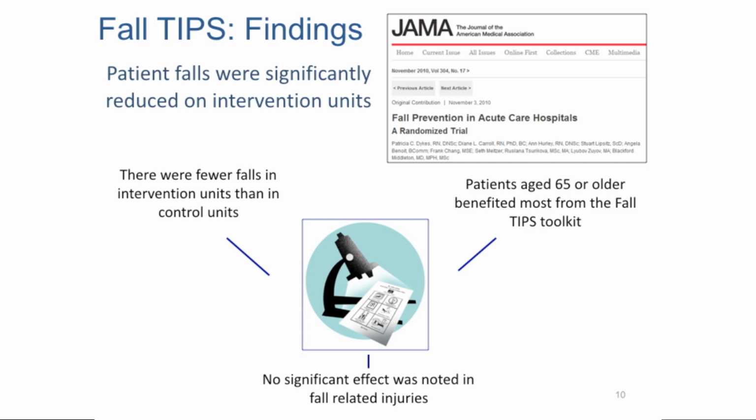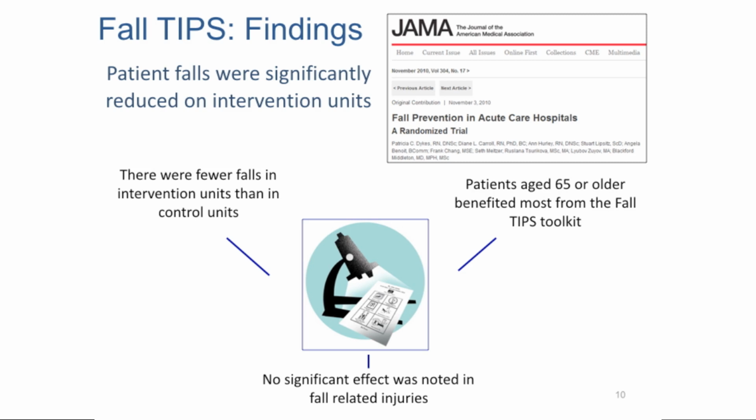And so we did a 6-month study. We had over 10,000 patients in our study. We did see that there were fewer falls in the intervention units than the control units. We found that fall tips was most effective with patients 65 and older. We did not see any difference in fall-related injuries, but we were not powered for that. Our statistician had told us that to detect a change with patient falls, we needed 10,000 patients. To detect a change in patient falls with injury, we needed about 80,000 patients. So that would have been a several-year study.